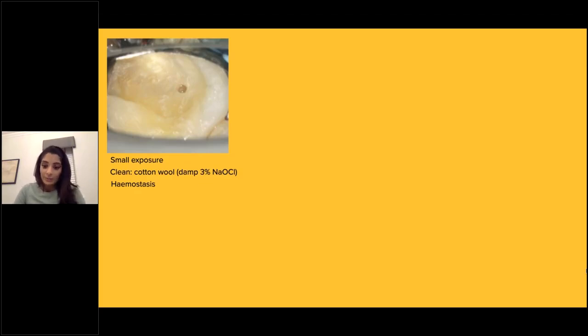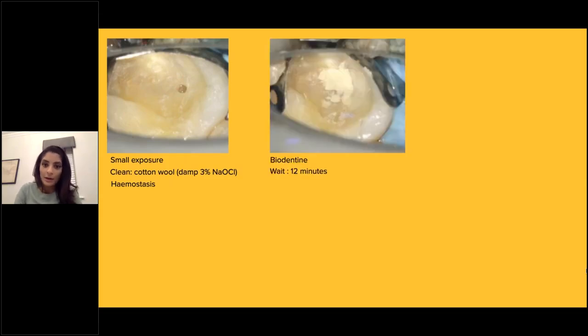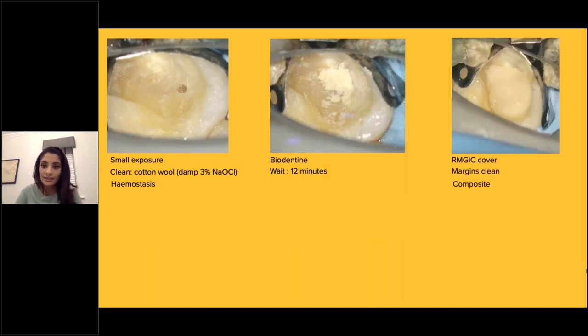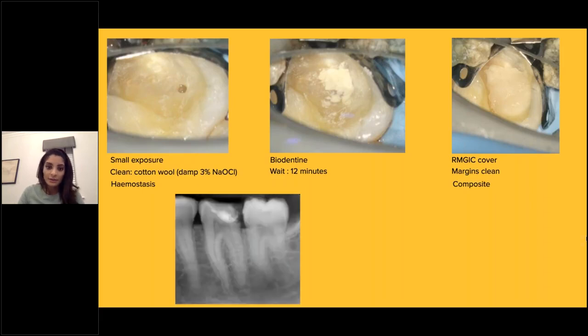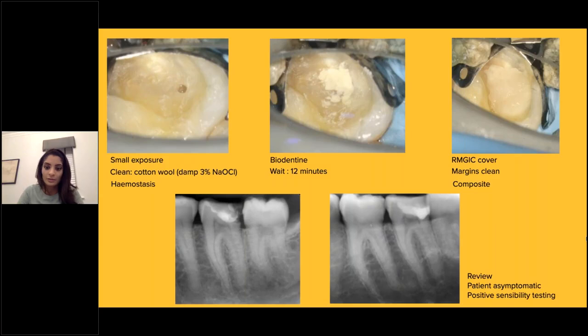If it's in an irreversible inflammatory state, then obviously the bleeding won't stop, and then we have to think about either doing a partial pulpotomy or proceeding to do a root canal treatment. In this case, we can see that we got good hemostasis. So then I put the biodentine on top, waited 12 minutes. Then in this case, I covered it with a resin modified GIC, made sure the margins of the restoration are totally clear, and then I put a composite on top of that. So everything was done in one stage, and this was before and this is after.